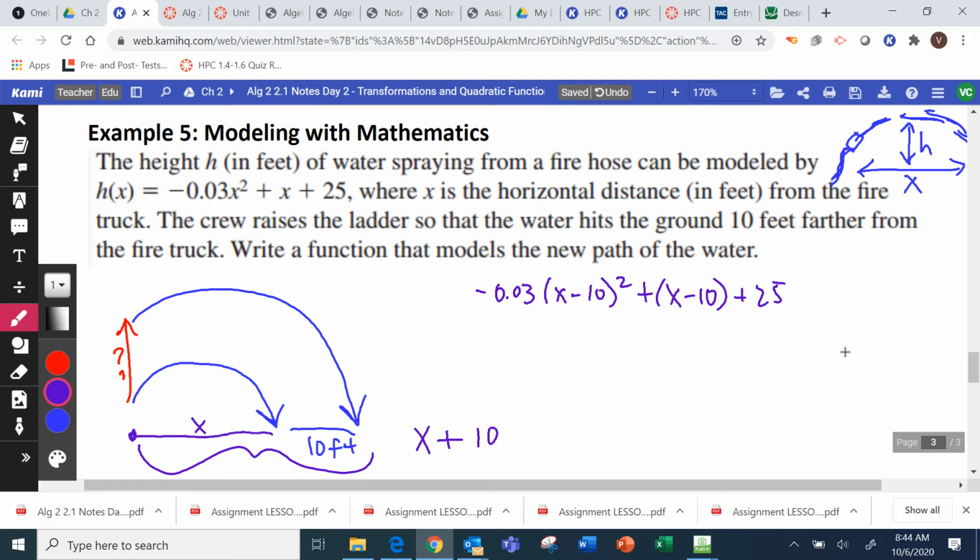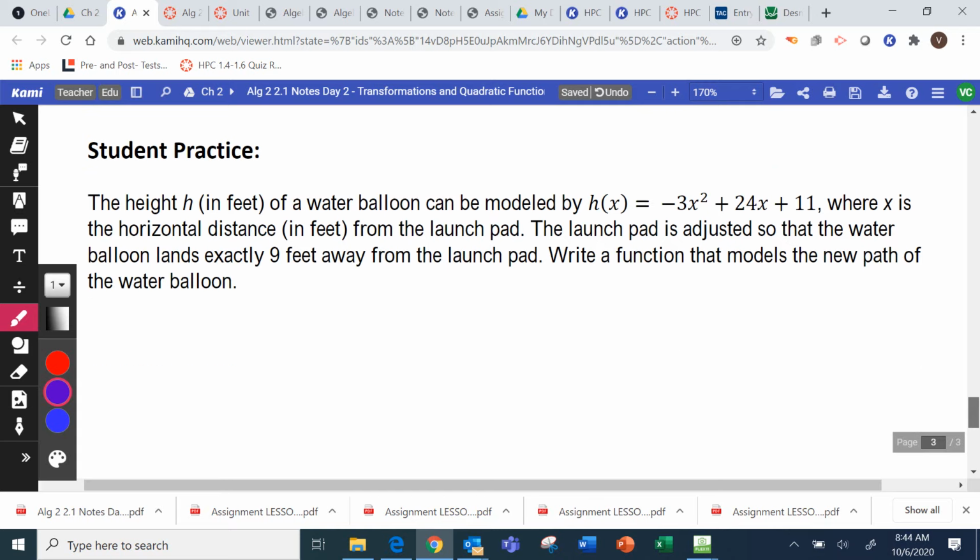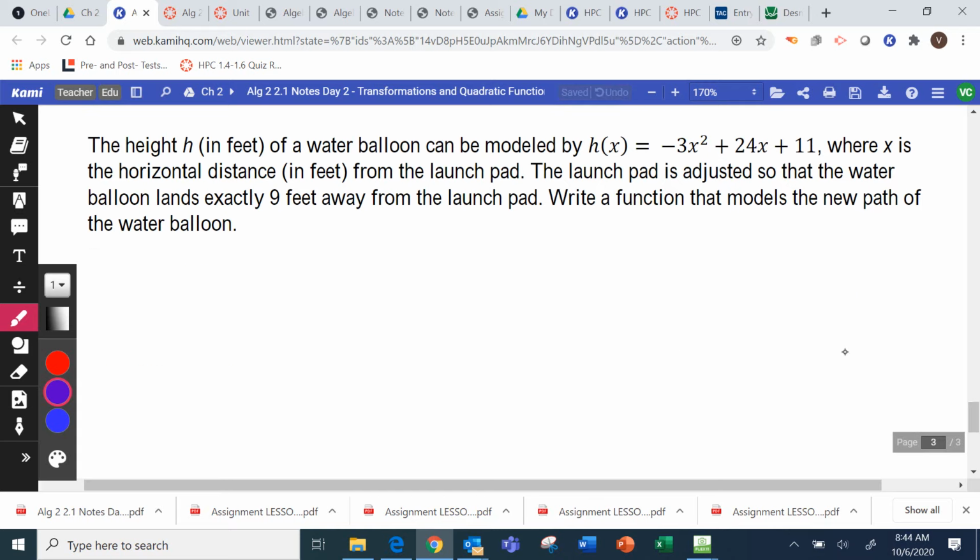And then we could simplify that. I'm not going to take the time to simplify it. And then I think this is the exact same. So we're going to move on, okay?